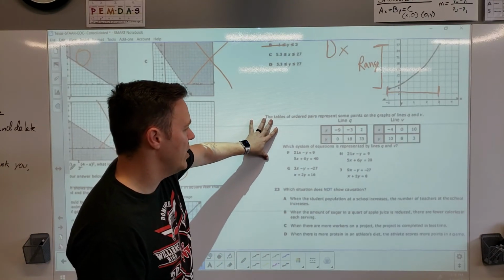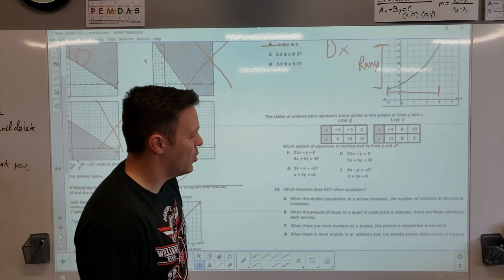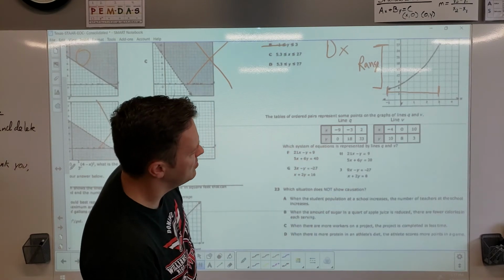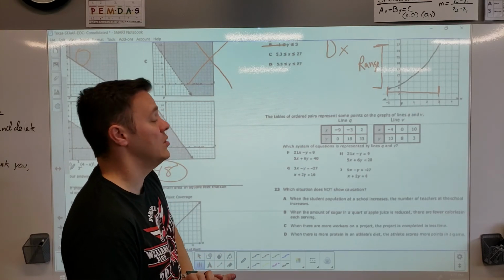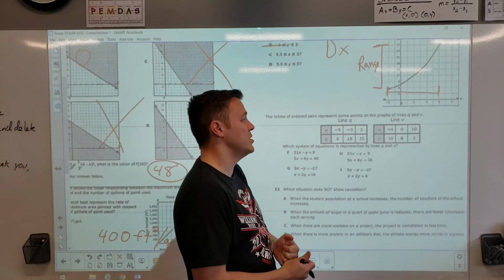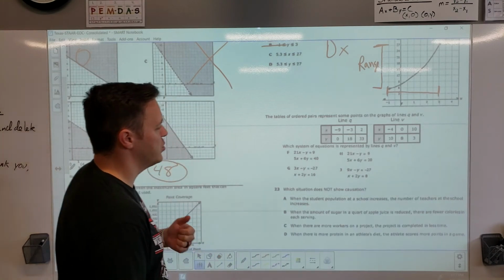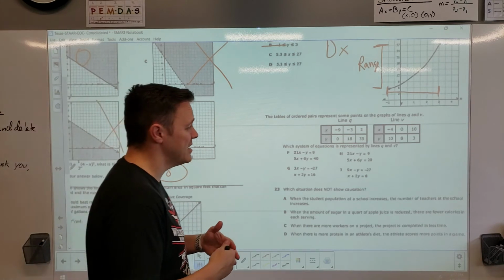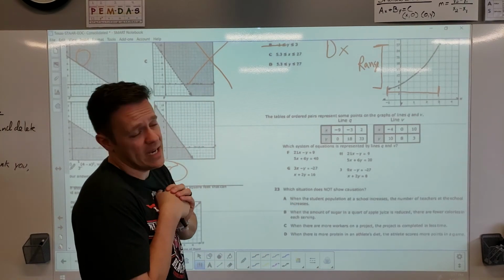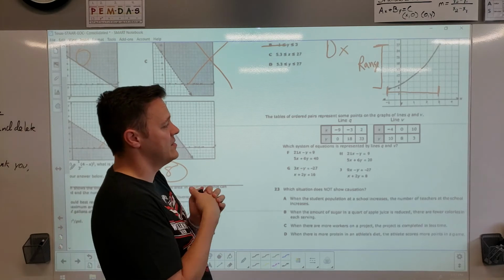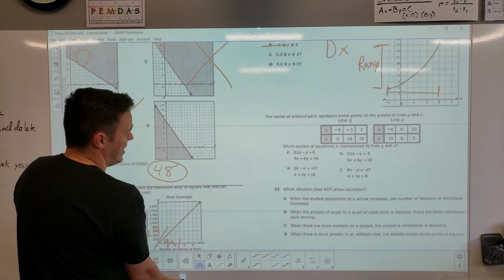Tables, linear points. It says, graph: this ordered pair represents some points of graphs on lines Q and V. Which system of equations is represented by Q and V? Well, ladies and gentlemen, you of course would need to graph these on decimals. The trick with these is understanding that this process might take a little bit. I don't personally know the answer off the top of my head on this one because I haven't done this one in class yet, but let me show you the setup, and then you guys find the answer.